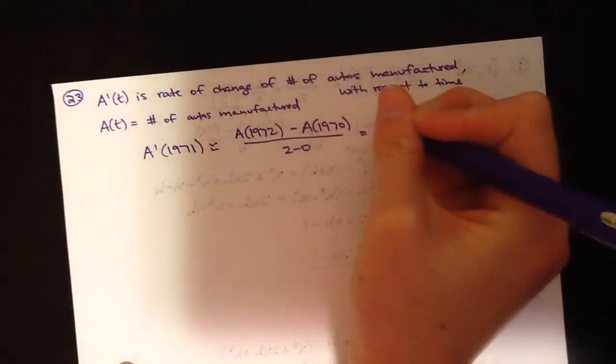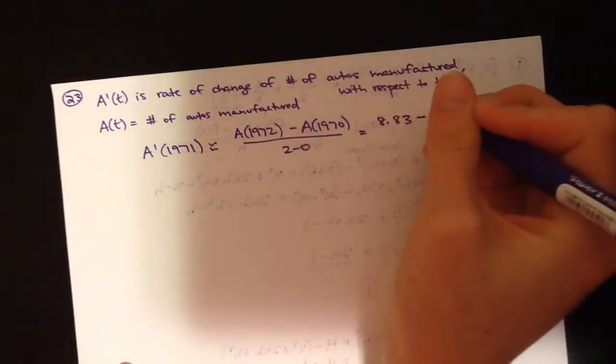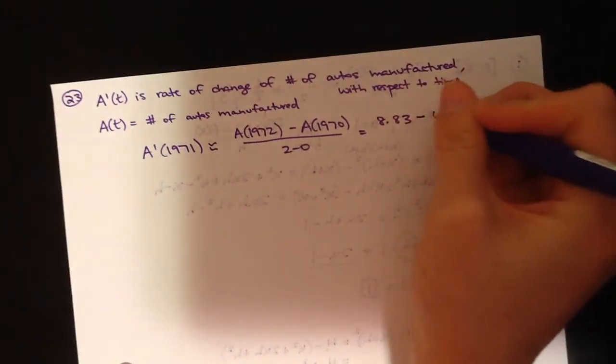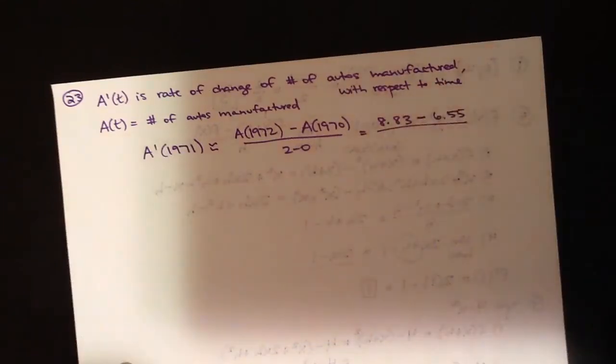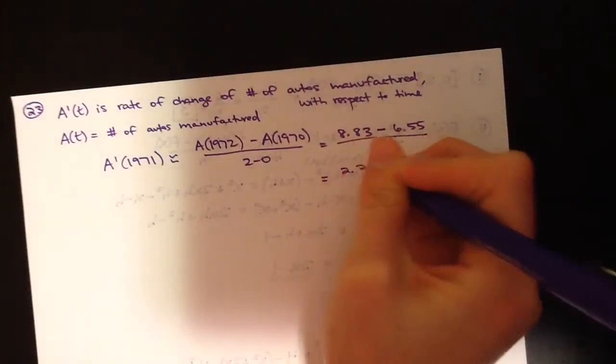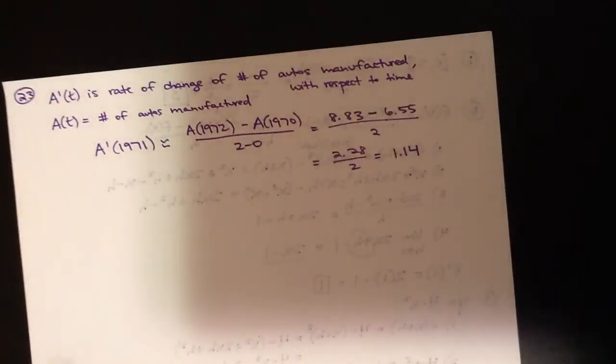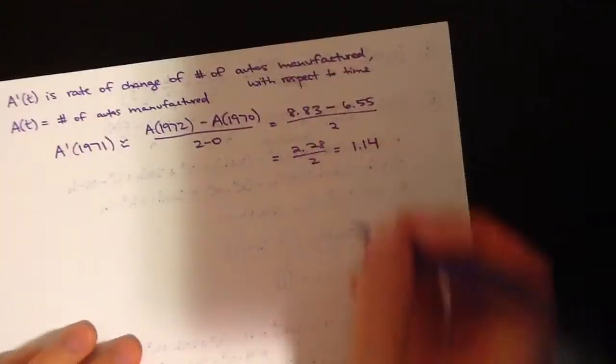All right, so we get a nice little lapse here. So 1972 is 8.83, and that is in millions. And then minus the number 1970, and that is 6.55. That is again in millions. And then divided by a rate of change of 2. All right, so this we divide out, subtract here. I've got 8.83 minus 6.55. All right, so that is 2.28 million. When I divide that by 2, I get 1.14. So that again is in millions. So this is in millions of cars per year. That's the rate of change.